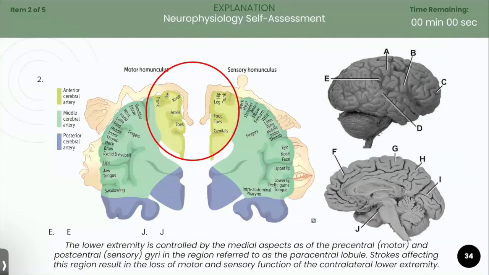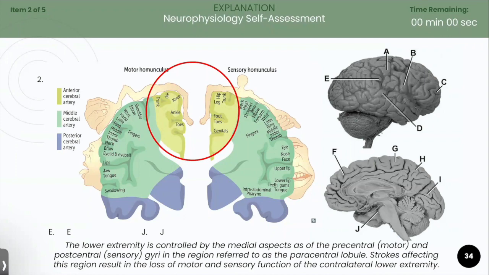And here's the motor homunculus like I was talking about. So we really wanted to identify which piece of the puzzle was referring to our ACA distribution and talking about the lower leg. And that would be what we needed to help us answer the questions. A and B are actually talking about the anterior parietal, the post-central gyrus, as well as the posterior frontal, the precentral gyrus. And these areas specifically would involve the face and the upper extremity loss of sensation because that's part of the MCA distribution.